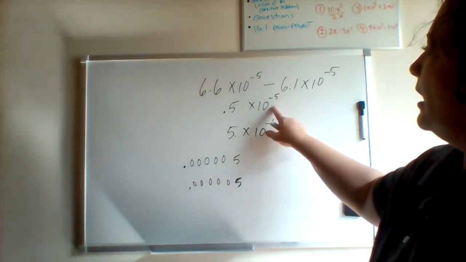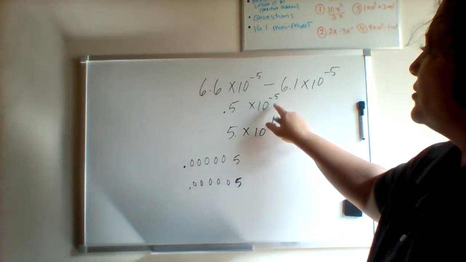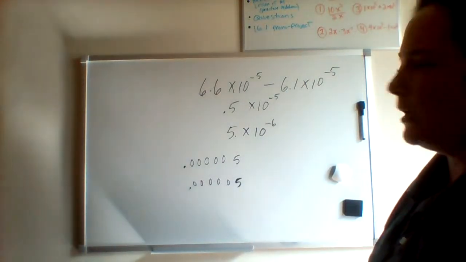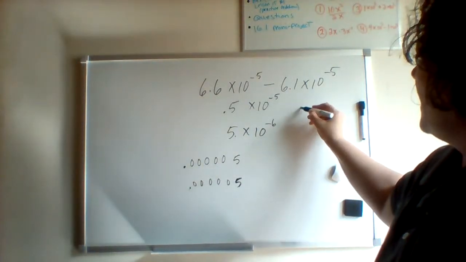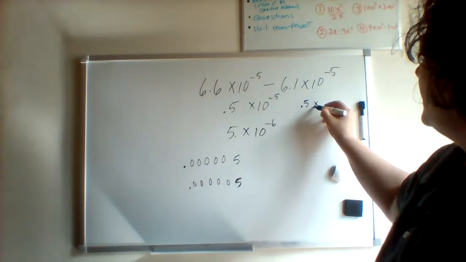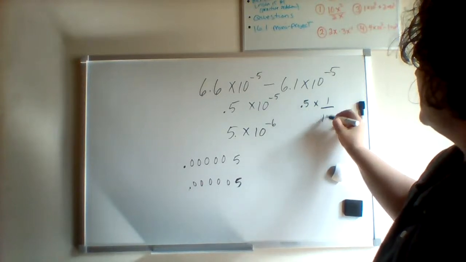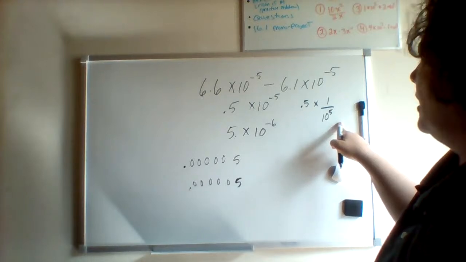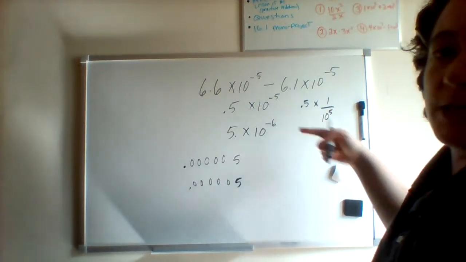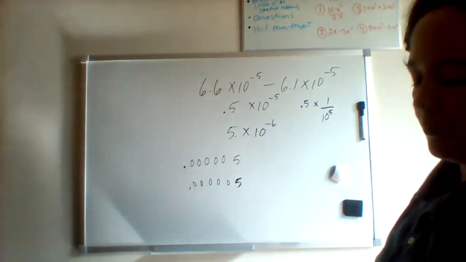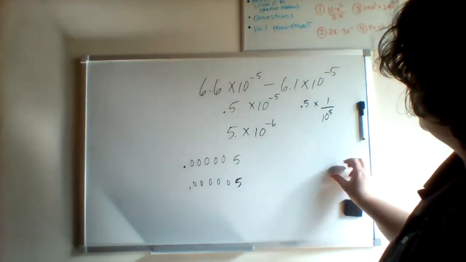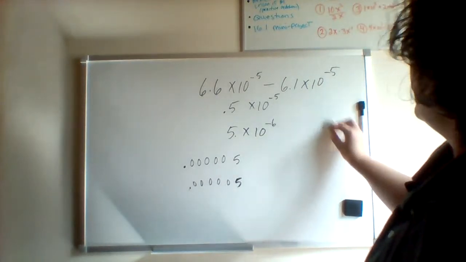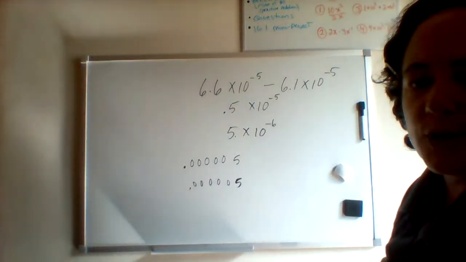This is the same thing. I don't know if this will help or not, but this is the same thing as 0.5 times 1 over 10 to the 5th power. You're actually multiplying it by a fraction, so you're technically dividing, and that's why the decimal point is moving to the left. I hope that answered your question.